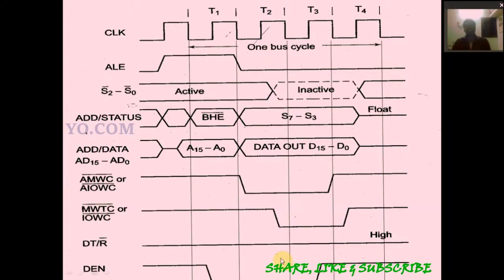Here we are using the advanced memory write command, which is not present in the read cycle. The advanced memory write is very important in the write cycle. In order to write some data to memory or an IO device, we use advanced memory write and advanced IO write. That is an important control signal generated by the bus controller.